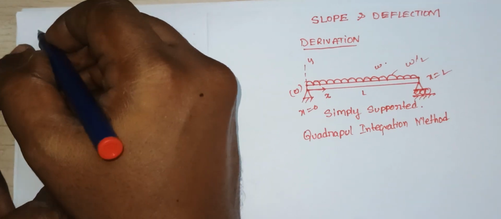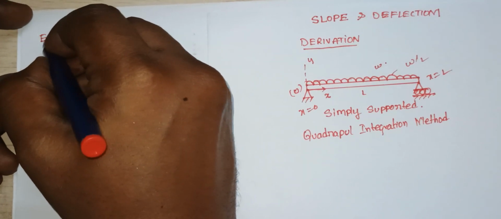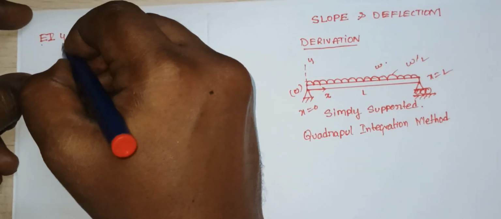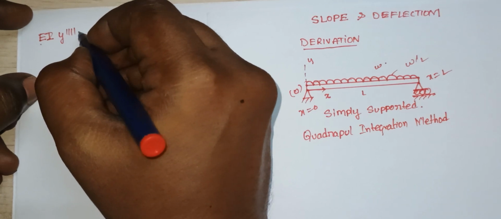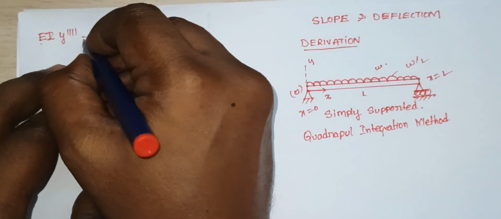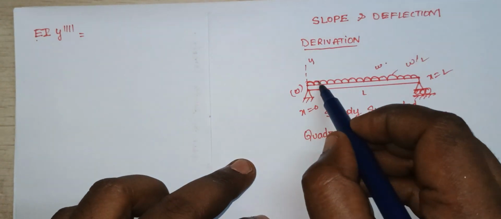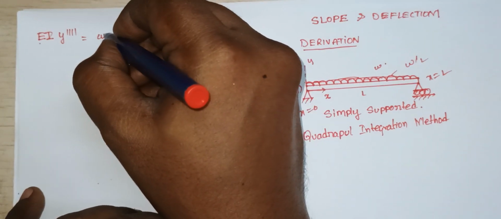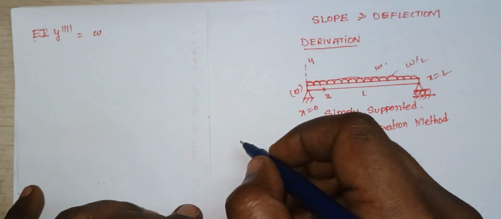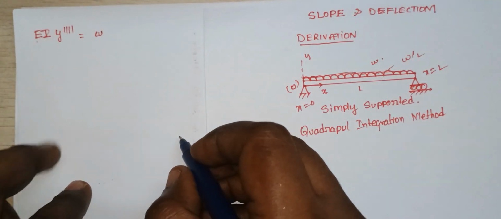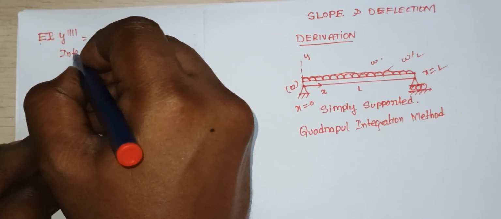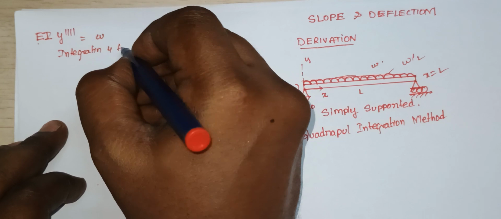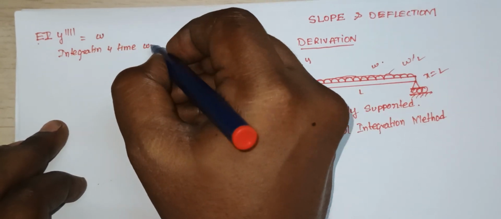The first thing we're going to do is write E and I, where E is the Young's modulus and I is the inertia, and y with four dashes, since we are going to integrate four times, which is equal to W, because the load is constant. Now we will integrate this equation four times.